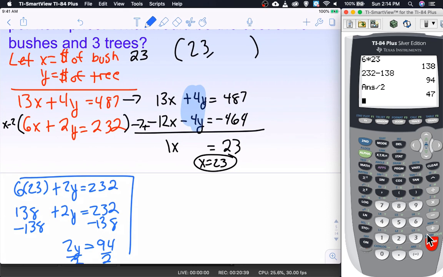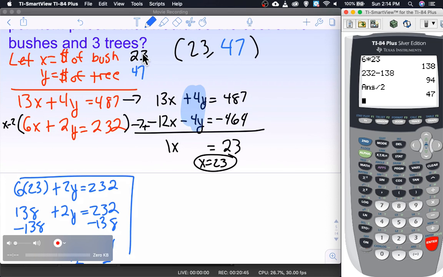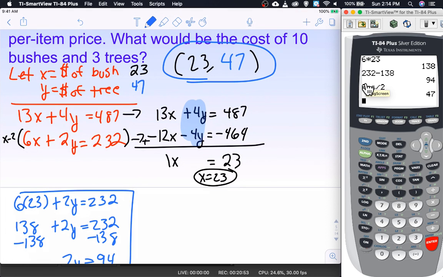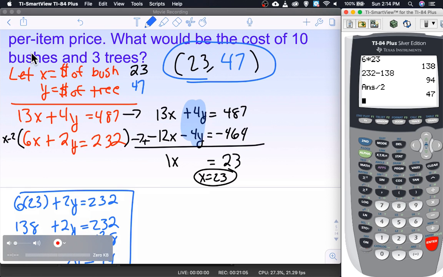So that tells me each bush costs $23, each tree costs $47. So this is kind of like the solution to the system of equations. But that is not the solution to the problem. The question was not, what is the cost of one tree and one bush? The question was, what is the cost of 10 bushes and 3 trees? So if you stopped there and thought you were done, whoops, you should probably go back and reread the question to make sure your answer is answering the question, because this does not.